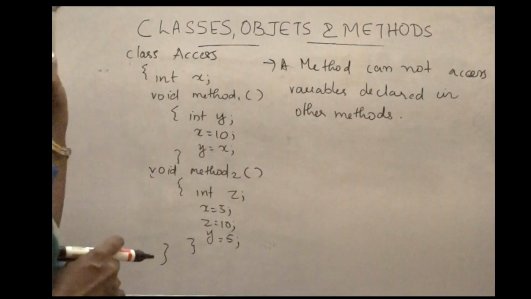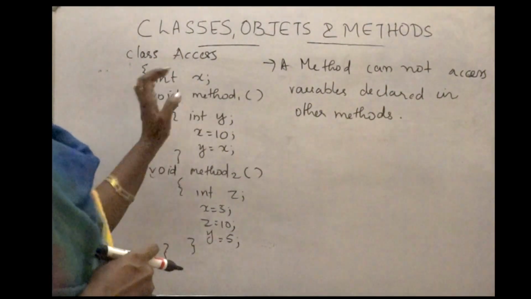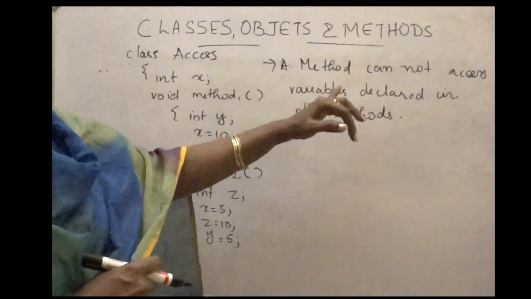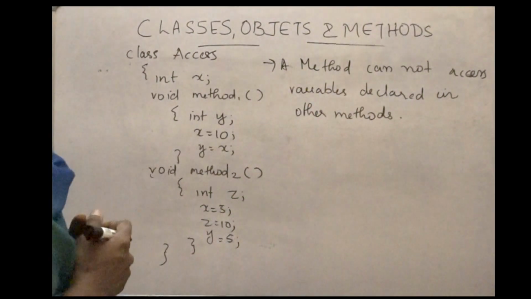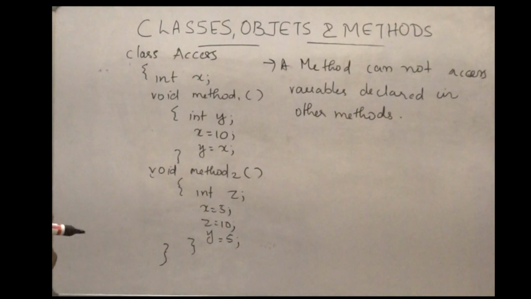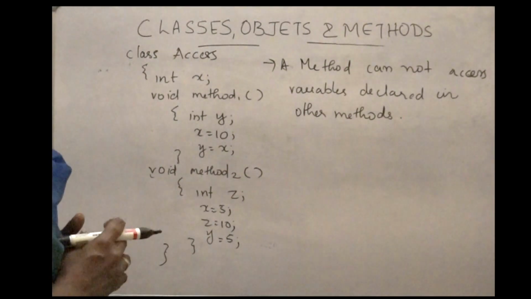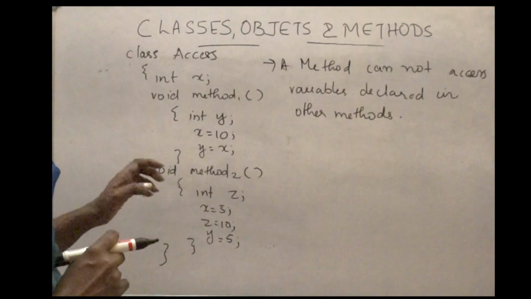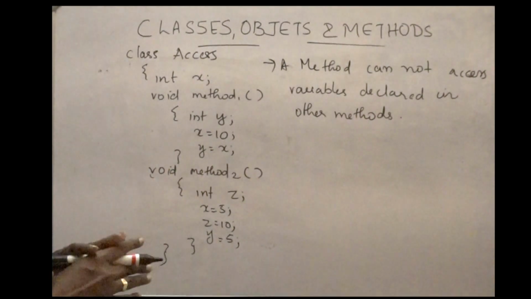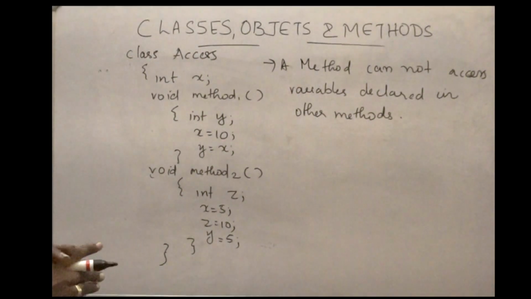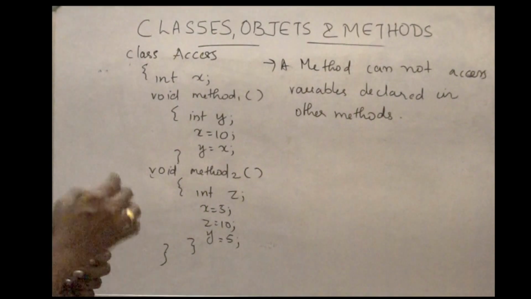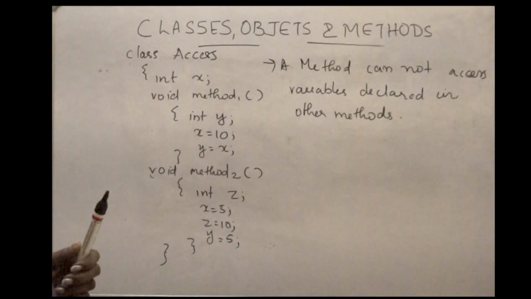Another point regarding a class is that a method cannot access variables declared in other methods. That is, if you are declaring a variable inside a method, that variable cannot be accessed by another method, but all the instance variables or fields of a class can be accessed by all the methods.